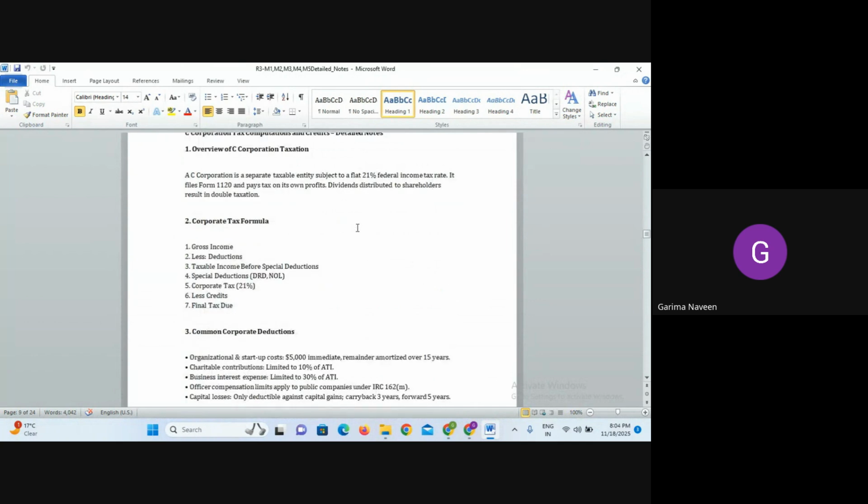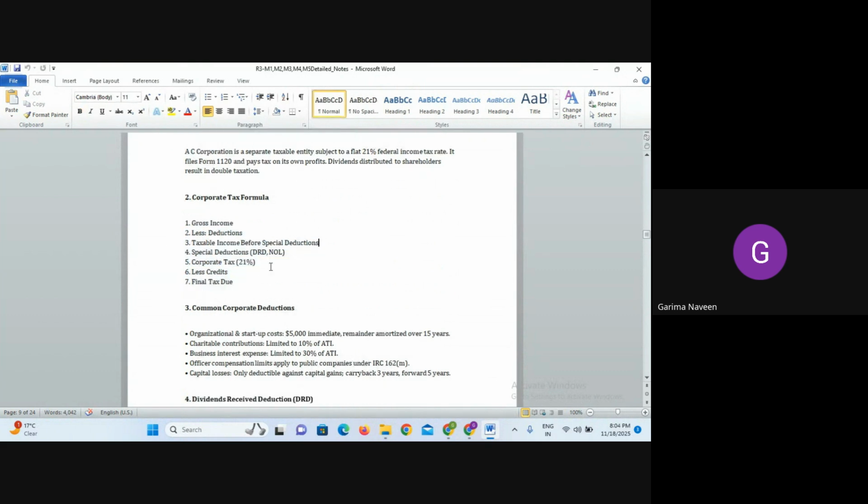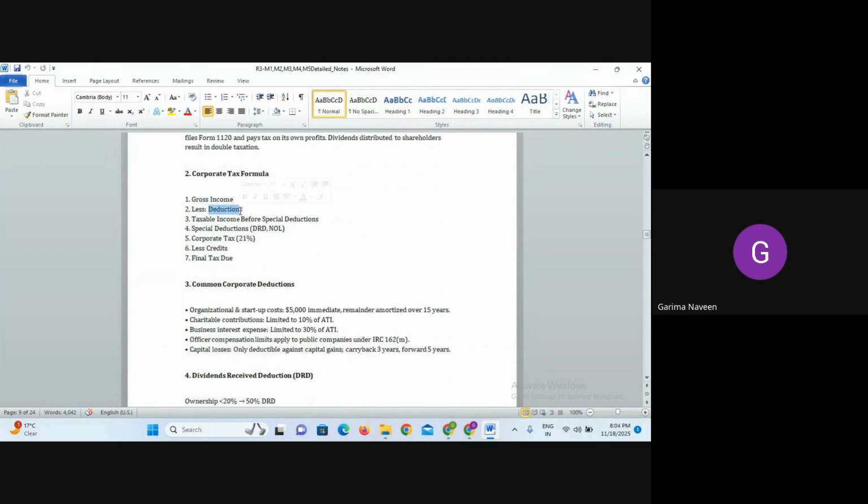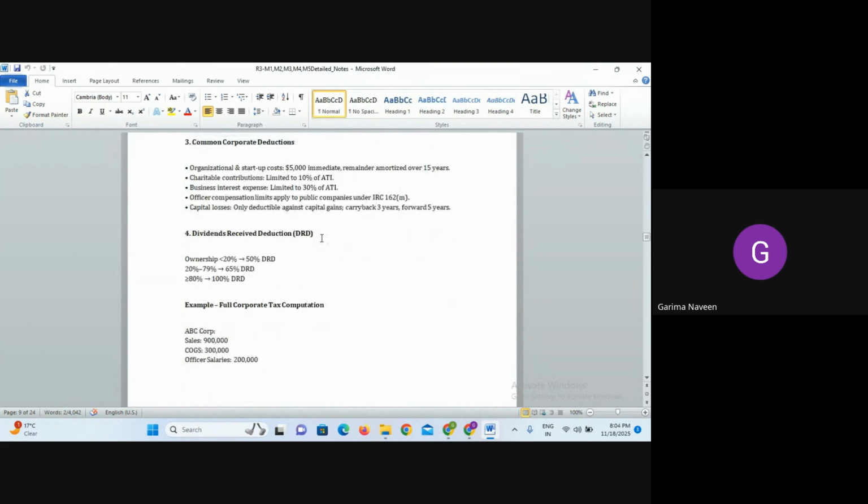Next, we discussed how the taxation of a C corporation is calculated. You have your gross income less your ordinary deductions and your charitable deductions. Then you get your income before special deductions. There are some special deductions given to a C corporation, like the DRD and NOL, which we discussed yesterday.